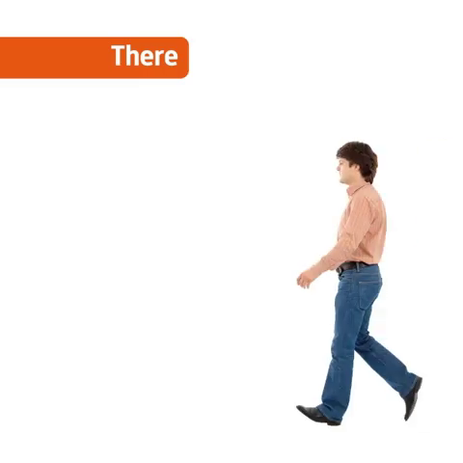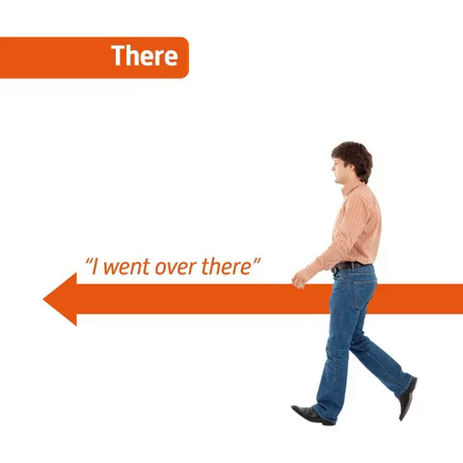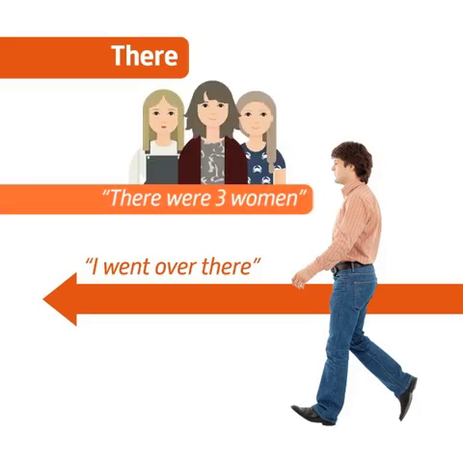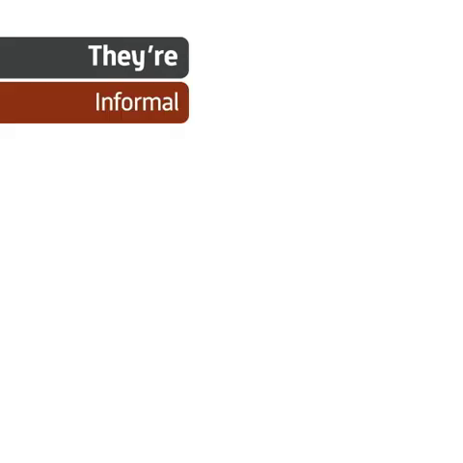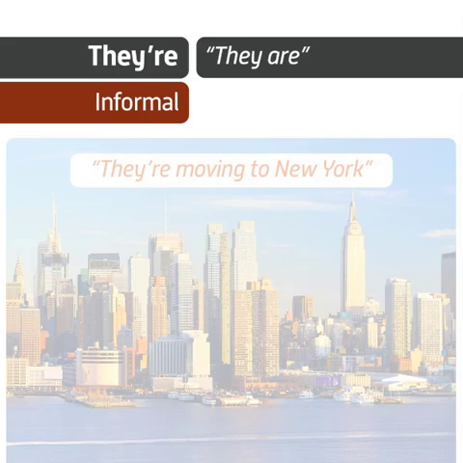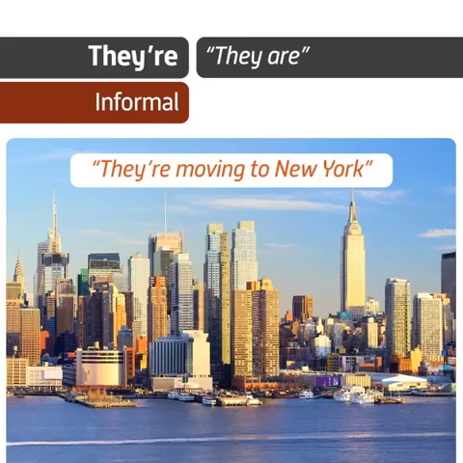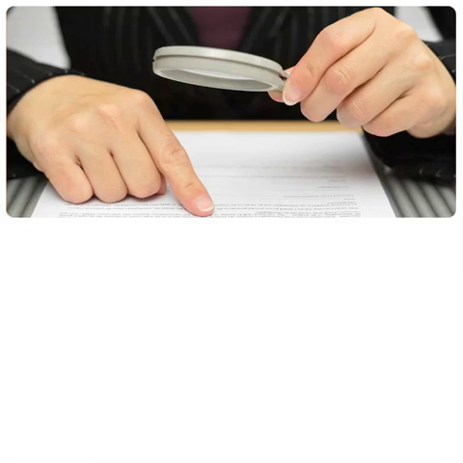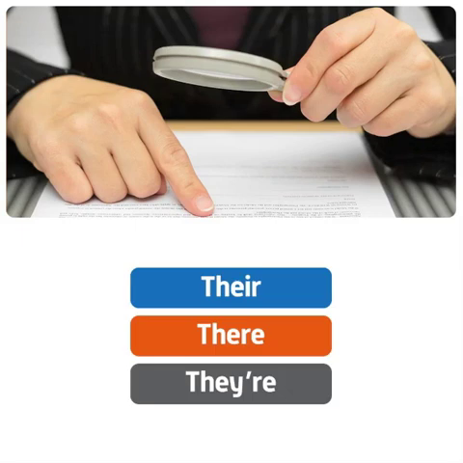However, there, spelt T-H-E-R-E, is used more often to refer to places such as, I went over there, and at the beginning of sentences such as, there are 3 women. The final there, spelt T-H-E-Y-'-R-E, is quite informal and might not be used in your essay writing. If you need to say they are informally, you use this version. For example, you might say, they're moving to New York. When you're proofreading, check through every instance of there, their, and they're, and make sure you have used the correct version.